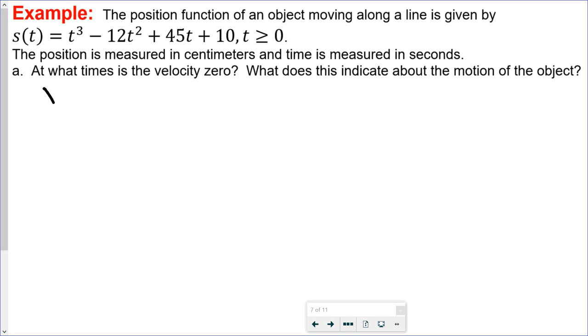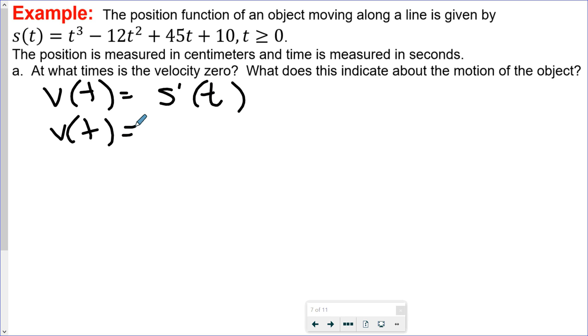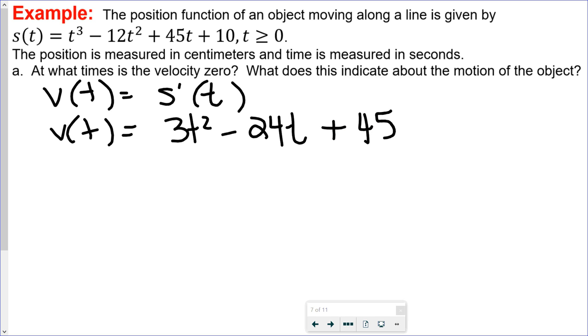So let's find our velocity first. Velocity is simply the first derivative of my position function. So the velocity will equal the derivative of t cubed, 3t squared, minus the derivative of 12t squared, which is 24t, plus the derivative of 45t, which is 45. Okay, so that's my velocity equation. I want to know when it equals 0. So I'll substitute in 0, and then I will solve.